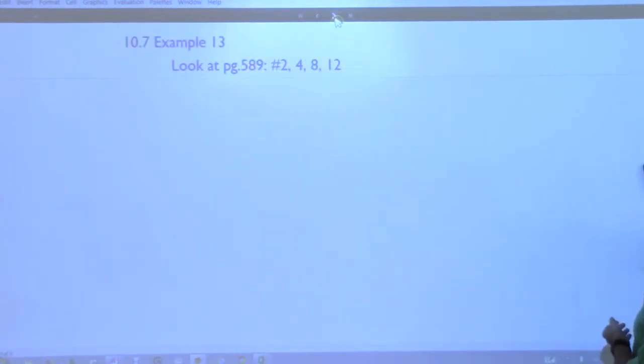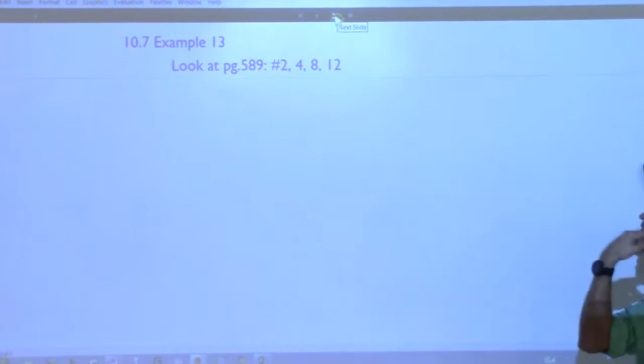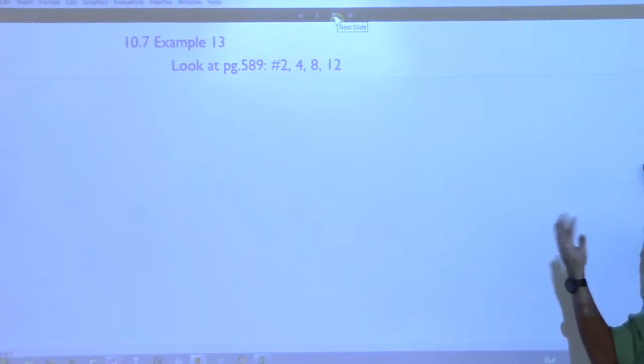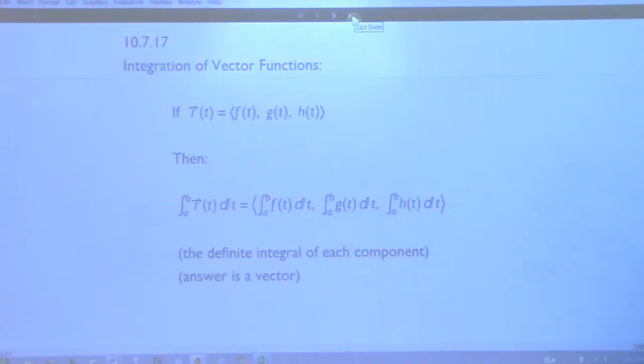And then I got to this slide, and usually that slide makes me think, okay, that's the end of the section, and I just moved on. But there's actually an entire other piece here that I didn't cover. I need to cover this if you're going to be able to do that assignment, and that is integration of vector functions. And again, there's good news.